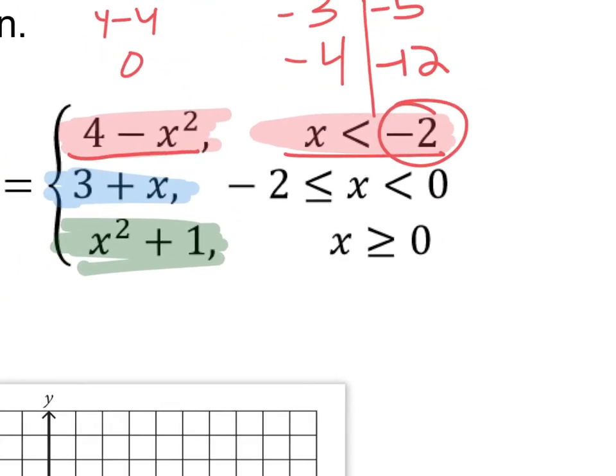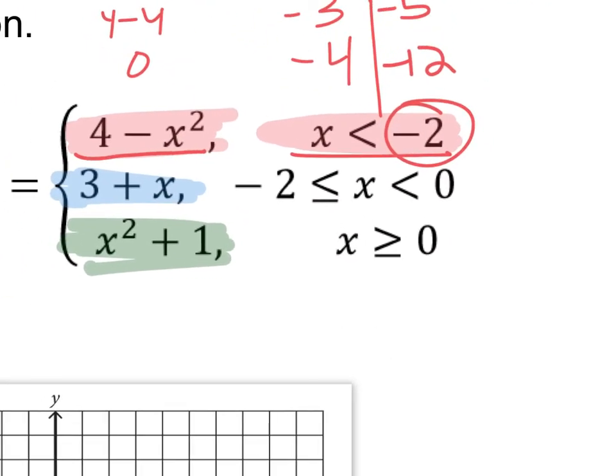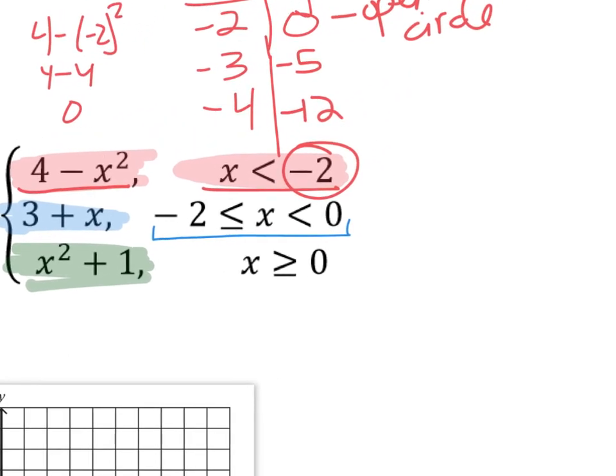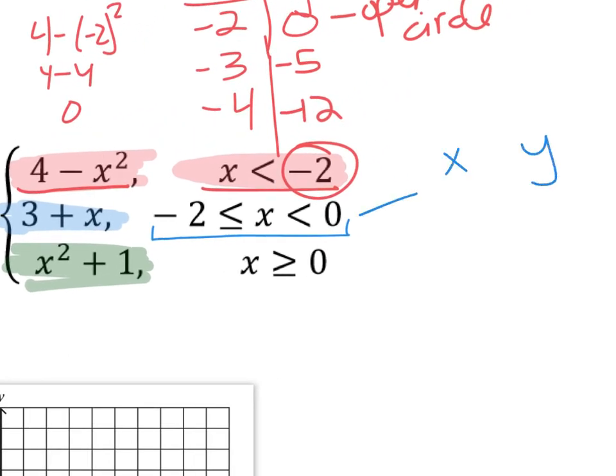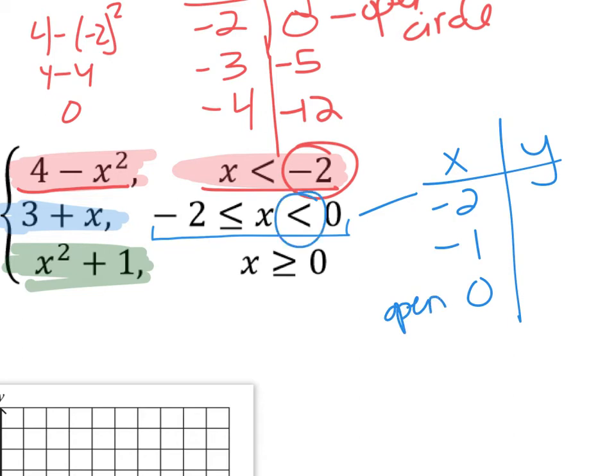Now I can do the blue part. And the blue part is telling me we're going from negative 2 to 0. So for my table for this one, for my x and y, I'm going to go negative 2, negative 1, and 0. This is going to have an open circle with 0 because of my less than. We're going to have a closed circle on the negative 2 because of the less than or equal to.